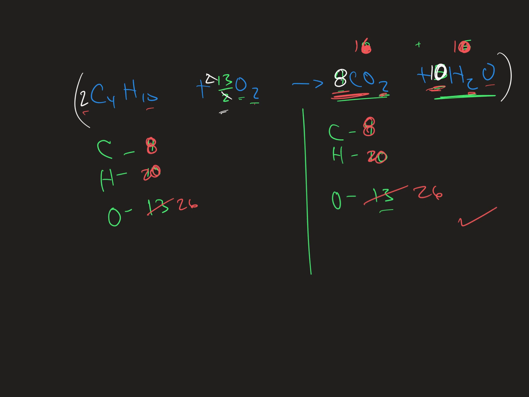Only the 2. Does that make sense? Yeah, when you put the 2, it brought balance. If you multiply everything by the same number, it's still going to be balanced. It doesn't matter what number you multiply by, as long as it's the same number.